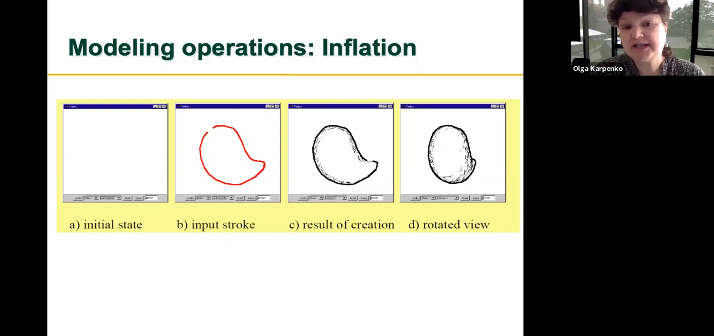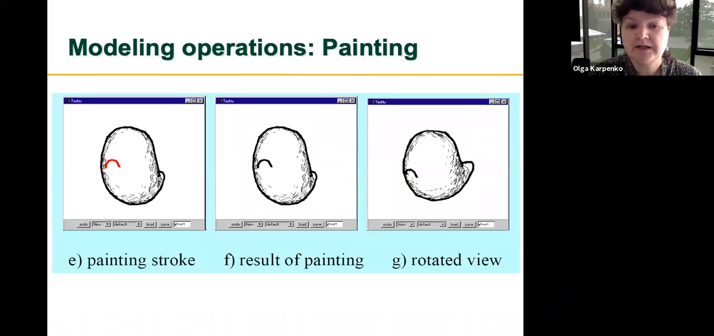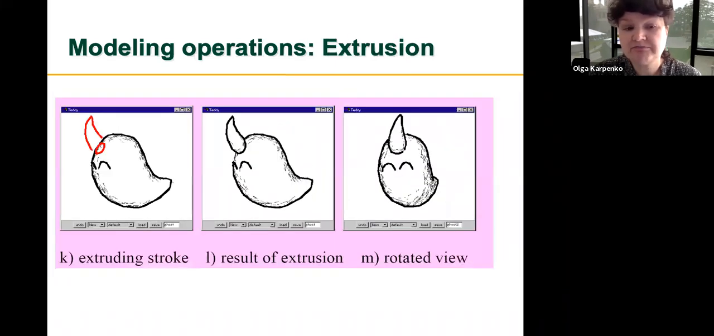So among the operations that they have is inflation. Again, you'll hear the word inflation several times today. What we mean by that is going from an outline of a shape, from the contour, to the 3D shape that actually matches this contour. So he also has painting, extrusion, right? That's when you draw two strokes. Remember, first a stroke that's closed, let's say like a circle, right?